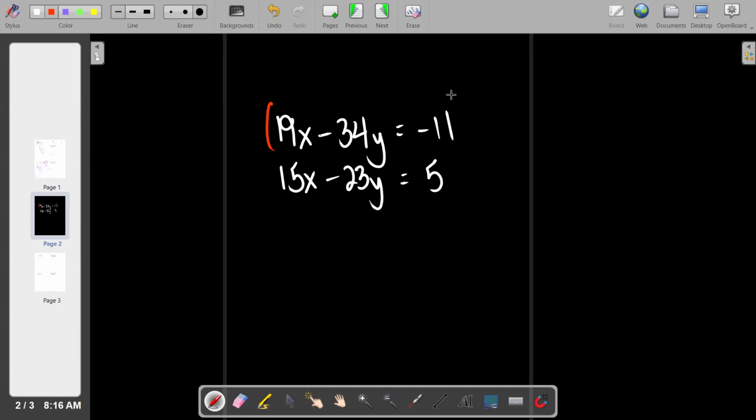I don't know what the answer to either of these two math problems is going to be. But I know this: if I multiply this one by negative 15 and this one by positive 19, I don't know what the answer to that yellow question is, and I don't know what the answer to that green question is, but I know they're going to cancel out, right?